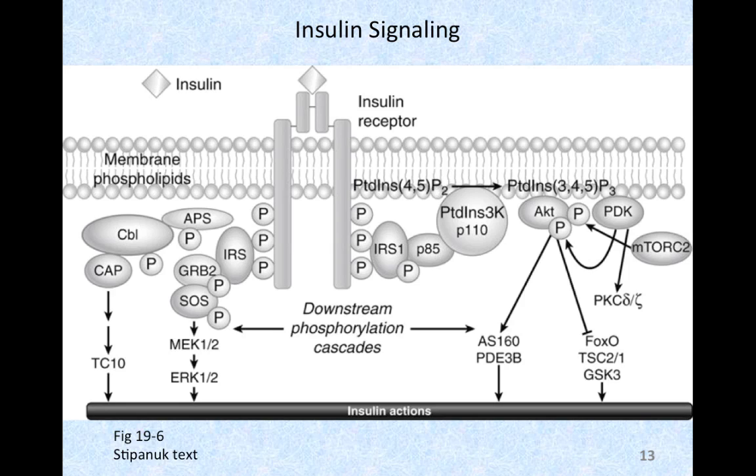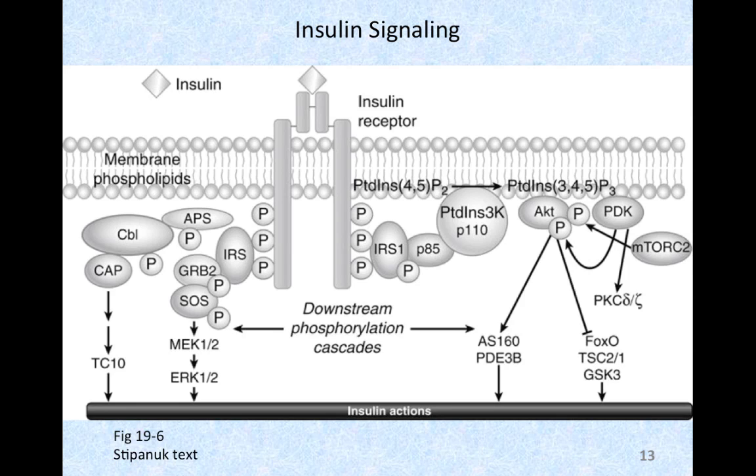I think the other part, the outer part of it, see what it says, the CBL and the CAP and the TC10, that's part of the signaling pathway that is actually stimulating GLUT4 translocation, which would be the insulin action there. So we have GLUT4 translocation for glucose uptake. We have mitogenesis that can be stimulated. And over here we have decreased proteolysis, increased glycogen synthase activity. Those are the main points on this one, all stimulated by insulin.